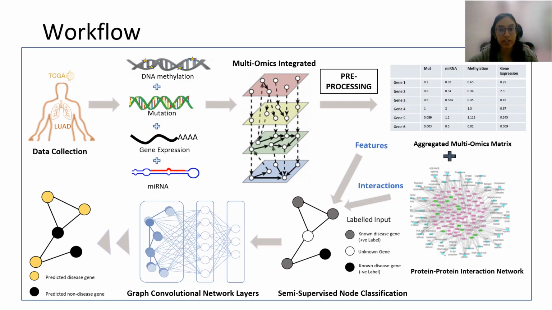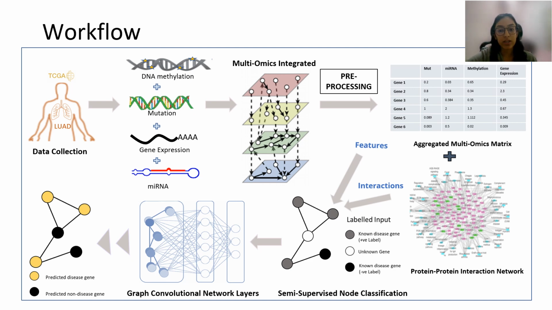After we download our data from TCGA, we pre-process it. This will be discussed shortly. After pre-processing, we get a matrix that has 4 features per gene. In our graph, the genes form the nodes, and the interactions are derived from the PPI network.